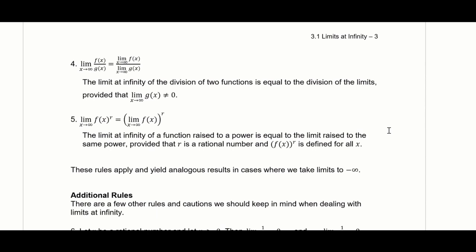Two other ones we've seen before. When we've got a division or a ratio of functions, the limit of the division of two functions is equal to the division of the limits, provided that the denominator limit is not equal to 0. And our fifth one here, if we're taking the limit as x goes to infinity of a function raised to the power r, then we can take the limit of that function and raise the resulting limit value to the power r. And of course, these give us the same sort of results if we're taking the limit as x goes to negative infinity.